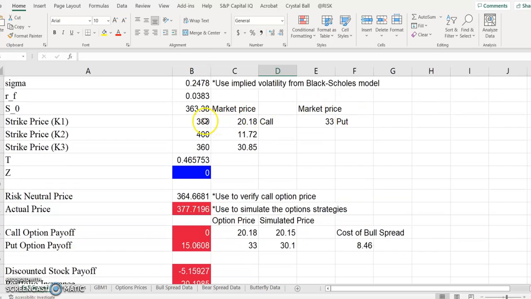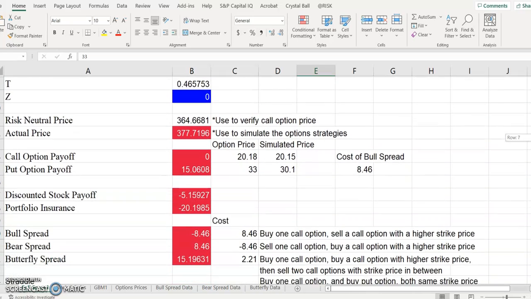So we'll use here the options with the strike price of 380 for SPY. The call has a market price of 20.18. The put has a market price of 33. And so we'll see the payoff that's associated with this strategy. So let's calculate the payoff for this straddle strategy.